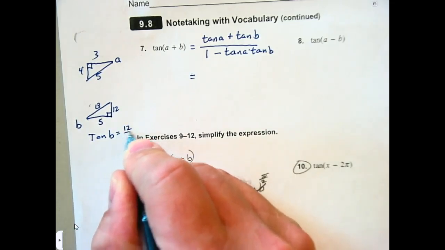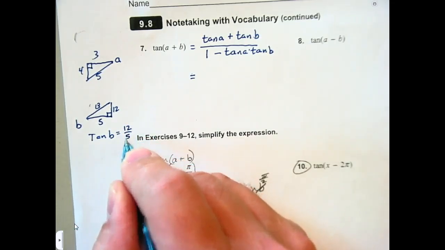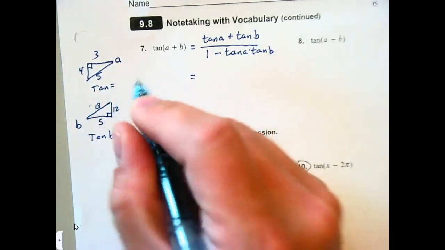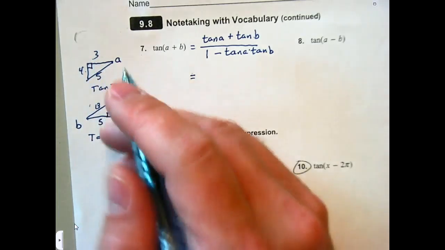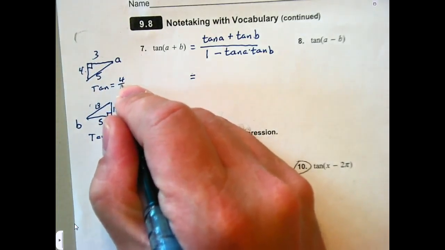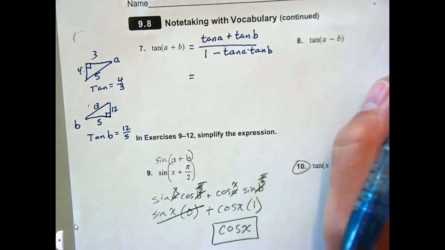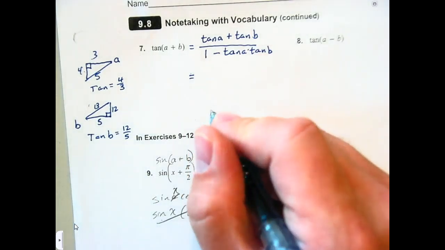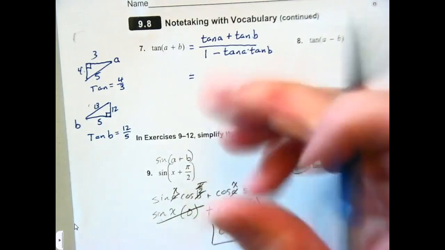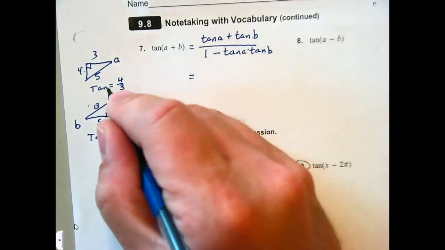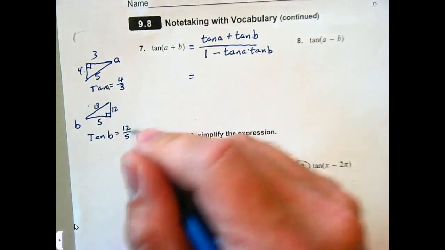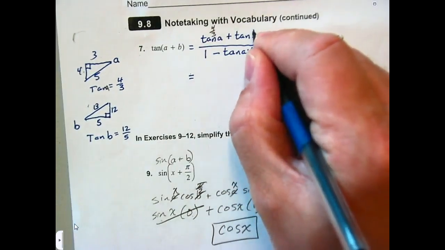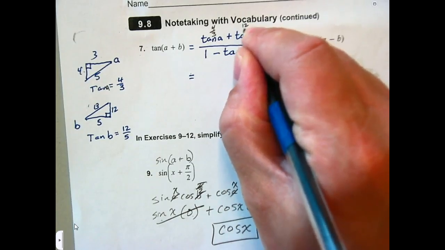So we need to know tan B, obviously, and we need to also know tan A. So we use our opposite over adjacent. So 4 over 3. Just plug in our different pieces. It's supposed to be A there. So tan A is 4/3. Tan B, 12/5.